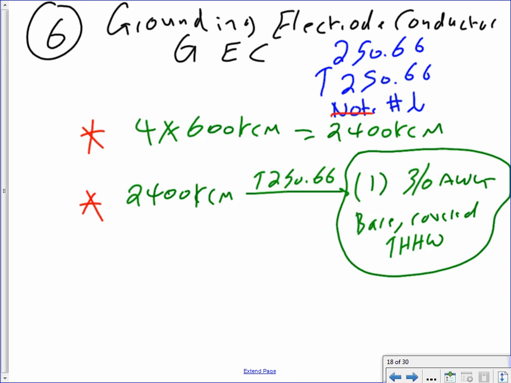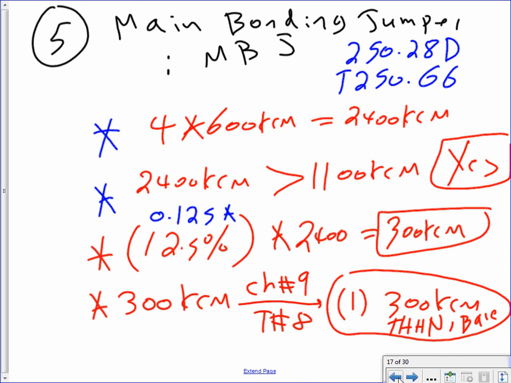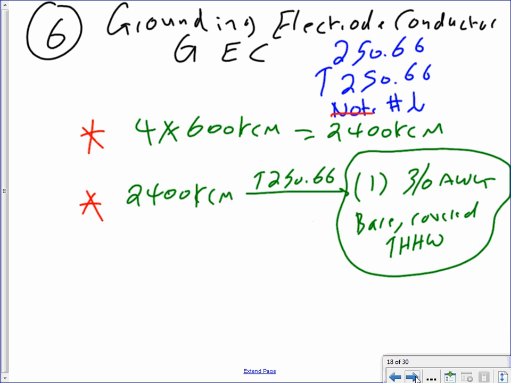Let me repeat myself because Derek, I think I told you wrong here. If that number was less than 1100 kcmil, then you go to 250.66. Then you go to 250.66. Please highlight the tables. Please know how to use them, guys. We're going to be using them for this project, the next project, and every project if you stay in this industry. So these tables are used all the time.